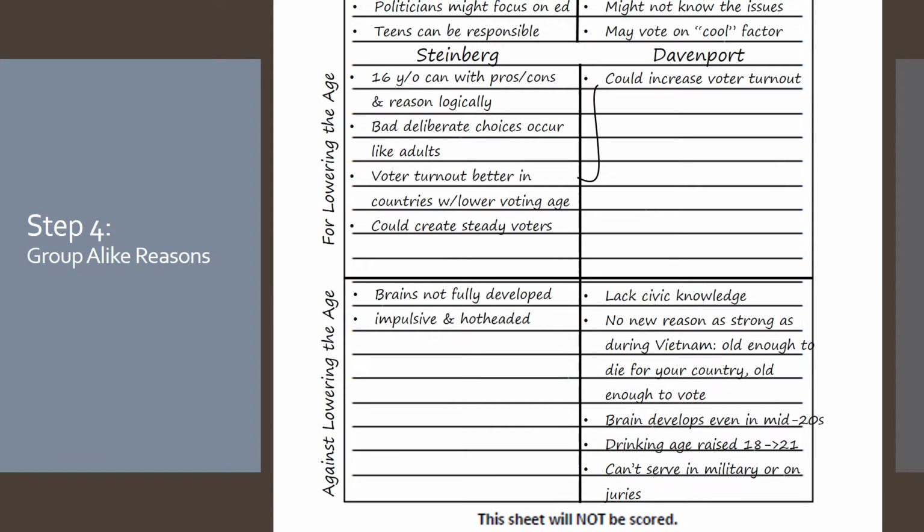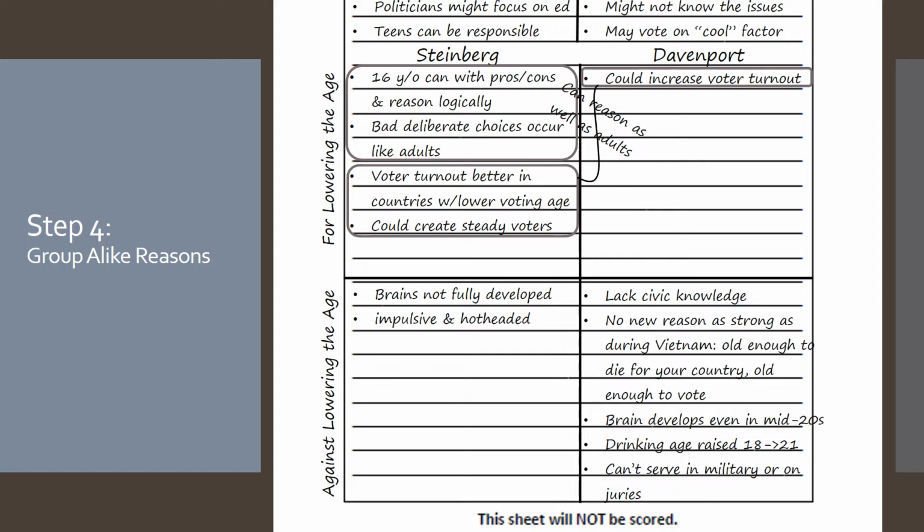My next step is to group alike reasons. So right off the bat, I see that two of them are kind of the same on both sides here. Voter turnout better in countries with lower voting age and could increase voter turnout. So I'm going to make sure to connect those as I circle anything that's alike. Now, what I'm writing on the side, it says can reason as well as adults.